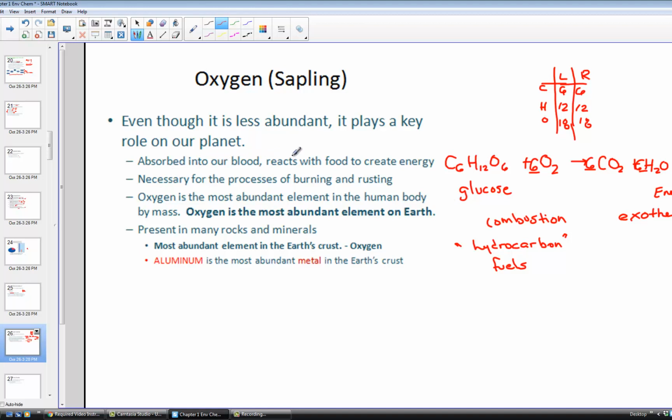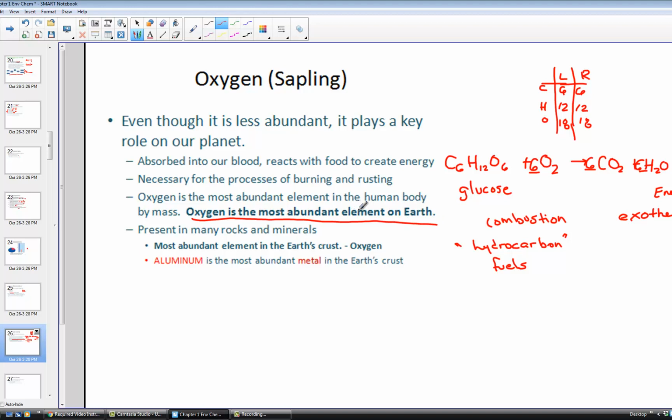So absorption into our blood is necessary to create energy, and we just referred to this with a whole new lesson of oxidation, adding oxygen. When we combust a fuel, we release energy, and we practice balancing, all skills that will come out as we proceed through our chapter. Oxygen is also necessary for processes of burning and rusting. Oxygen is the most abundant element in our human body, and this is actually one of your Sapling questions.